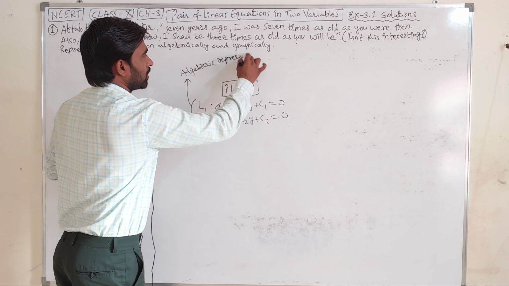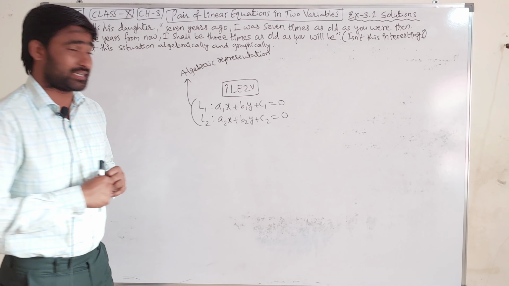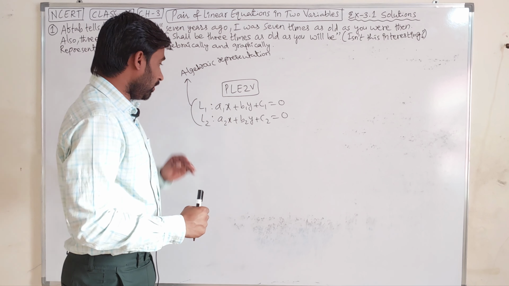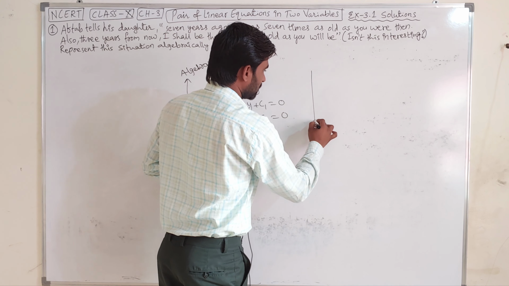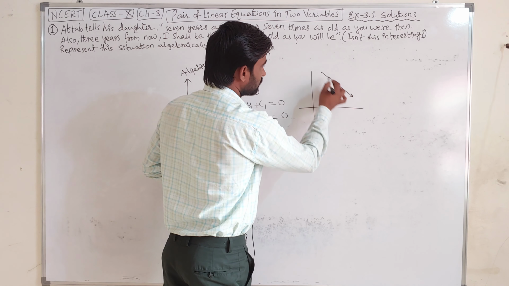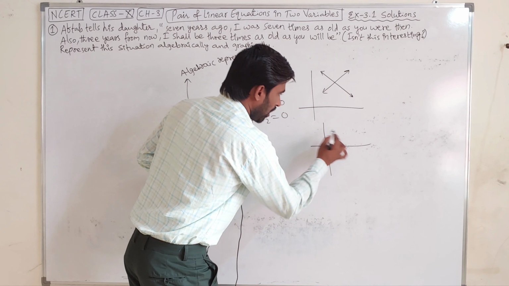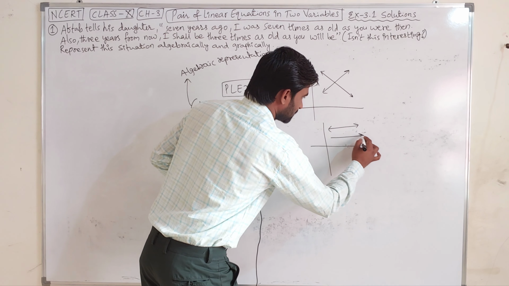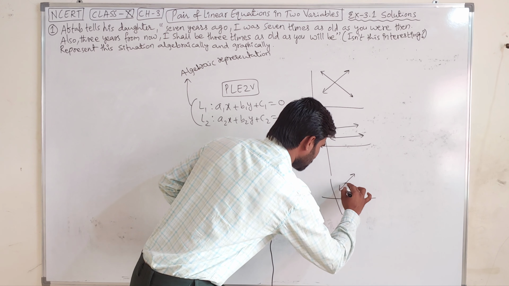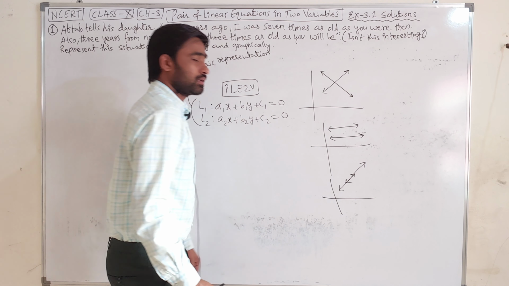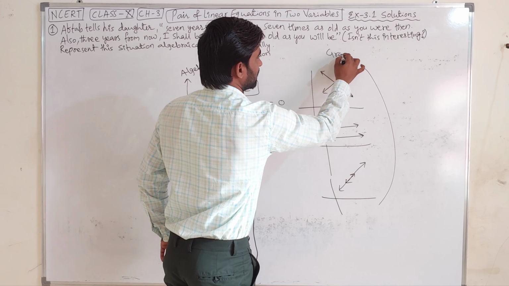इस representation को हम कहते हैं algebraic representation. And what is the graphical representation? When we plot these two linear equations on a Cartesian plane, either we will get intersecting lines, or we will get parallel lines, or we will get coincident lines, and this representation is called graphical representation.